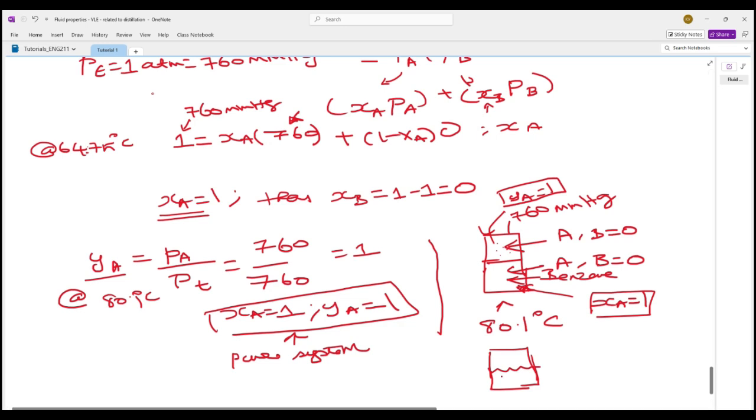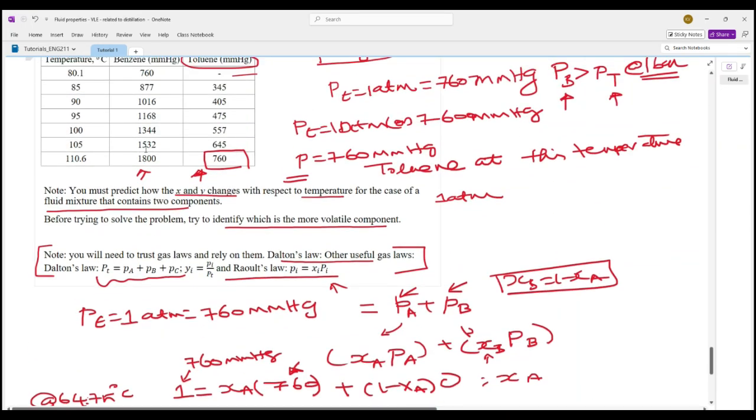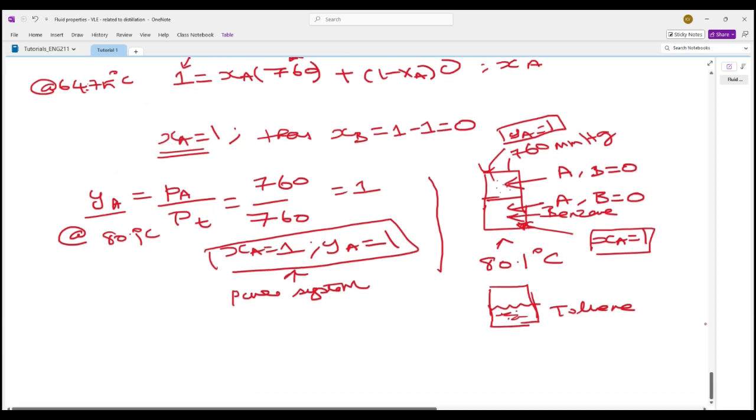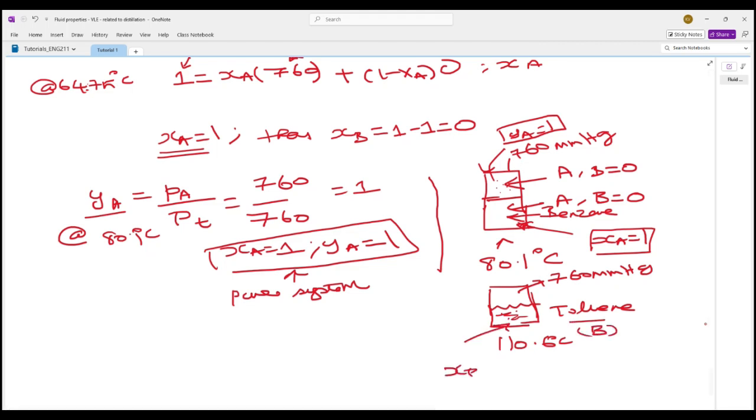And similarly, if you take a solution that starts with toluene, and then heat this solution to its boiling point, which is 110.6 degrees centigrade here, it should reach a vapor pressure of 760 millimeters of mercury. Okay, and let's call this toluene by symbol B. So if we calculate the mole fraction, XB should be equal to 1, and similarly on the top, the mole fraction of toluene in the vapor phase, YB, should be equal to 1 as well.